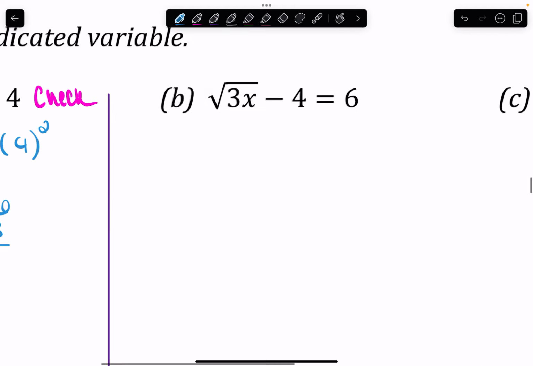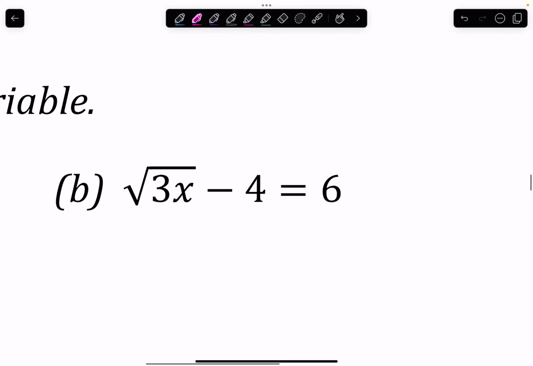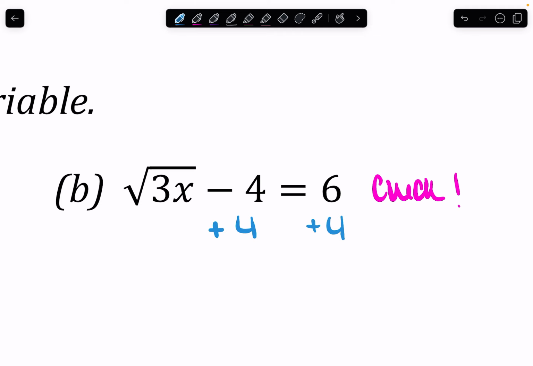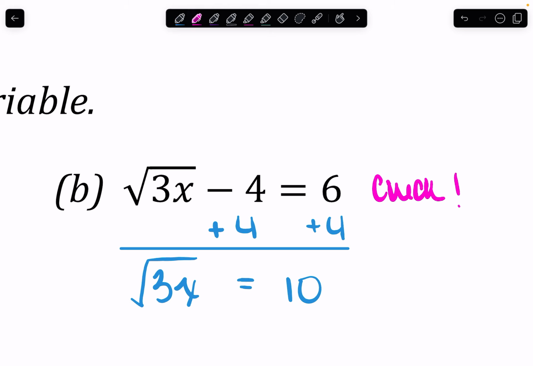All right, this is also a square root equation, so we are going to have to check it. I'm going to go ahead and label it to check. I need the square root completely by itself. There's an extra minus 4 that is not under that square root, so we're going to add it to both sides. So we have the square root of 3x equals 10. Now that it's isolated, we're going to square both sides, the entire left side and the right side.